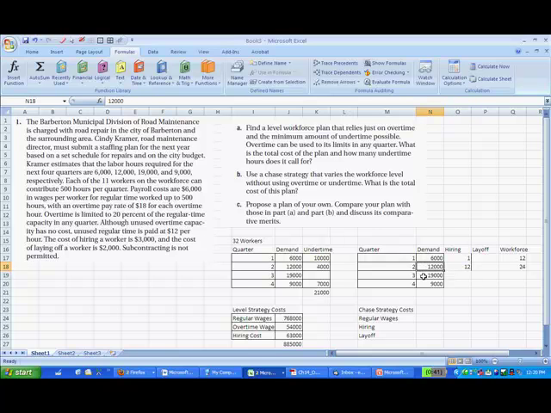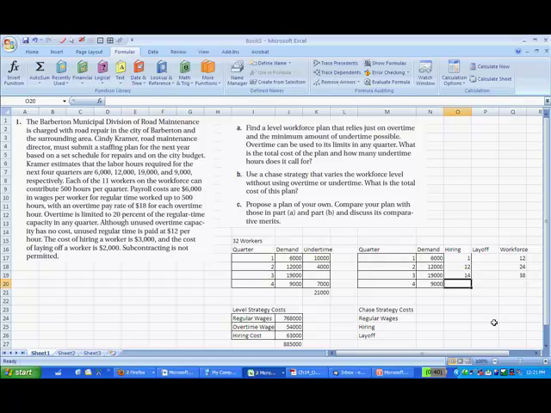Now, in Q3, we're going to have to hire some more. We need 19,000. Let's see, 19,000 divided by 500 hours per worker means I need 38 workers. So if I need 38, I've got 24. I've got to get up to 38. I need to hire another 14.